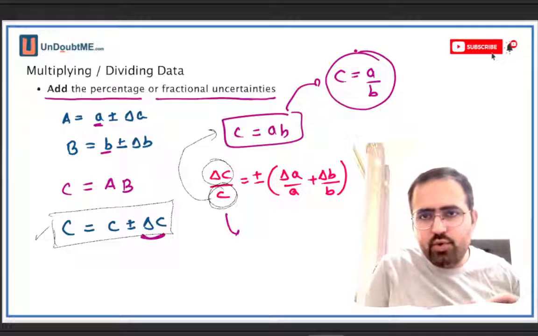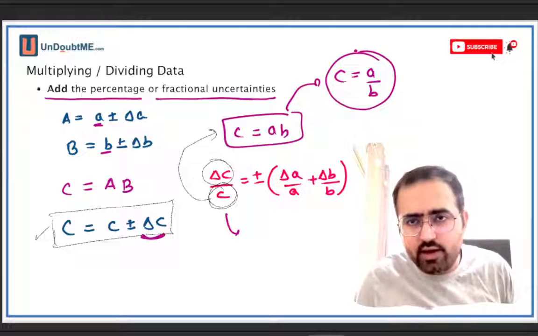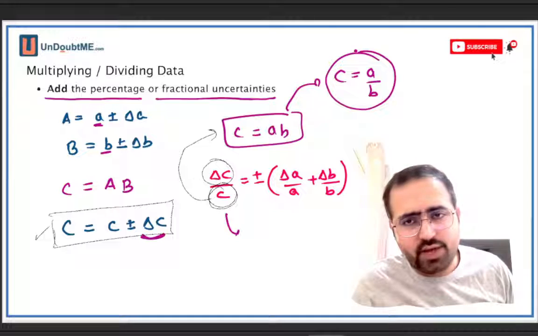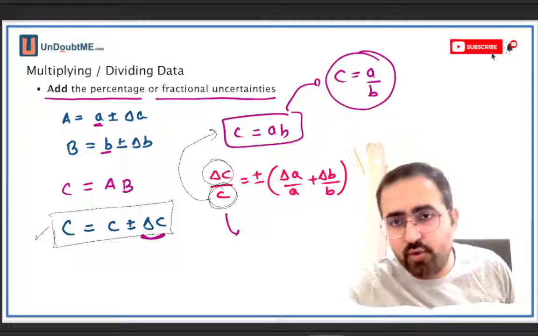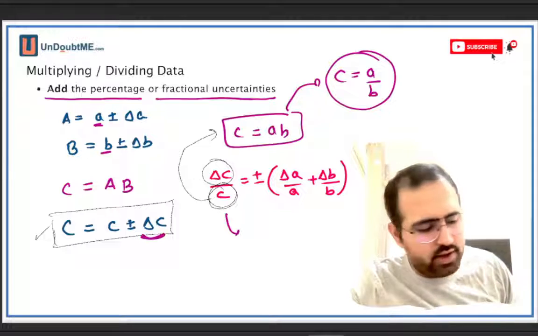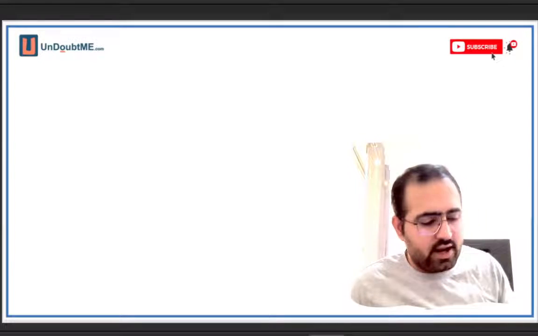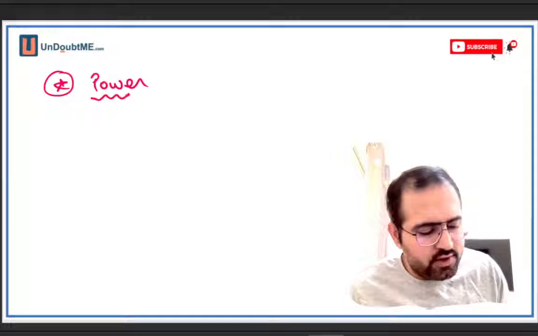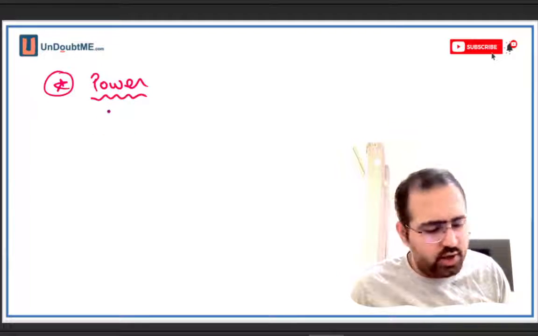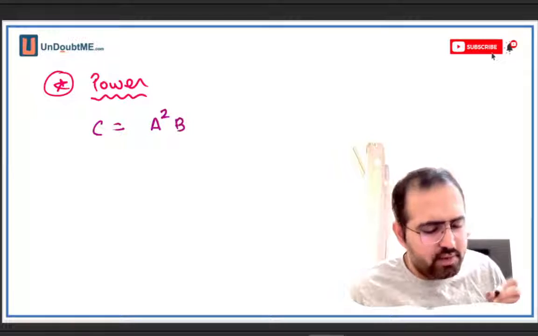Okay, so just try to relate that in the same way with which we have done over here, and you can very easily solve questions based on them. There is one more additional bonus topic over here, which is uncertainty in power. Let us discuss that now. When I talk about uncertainty in power, it means that if I have a quantity of the type, let's say C is equal to A square B.